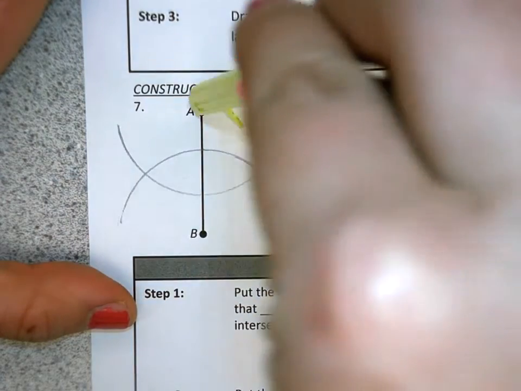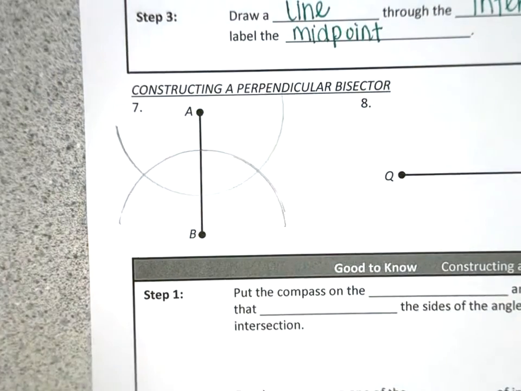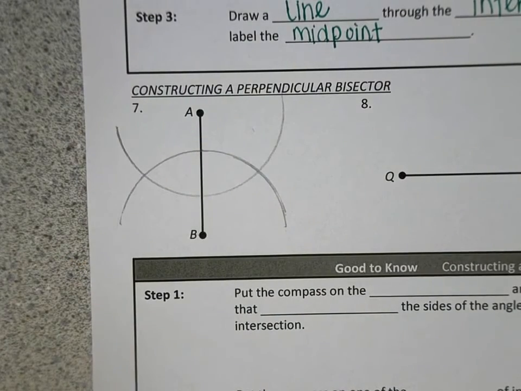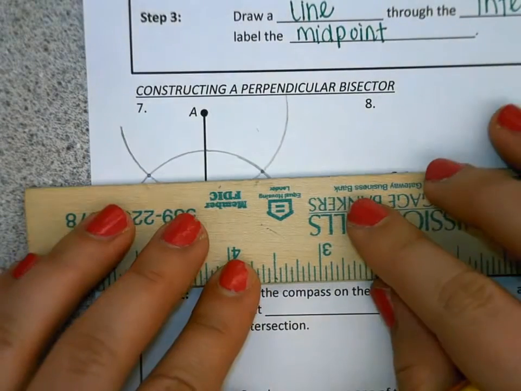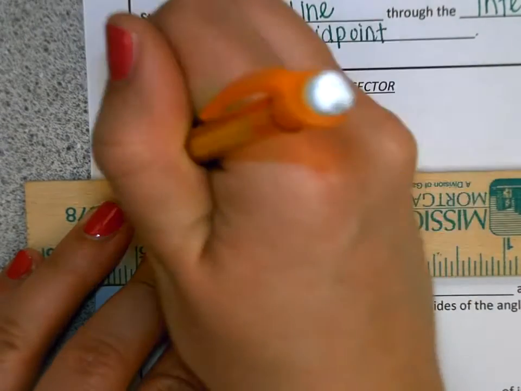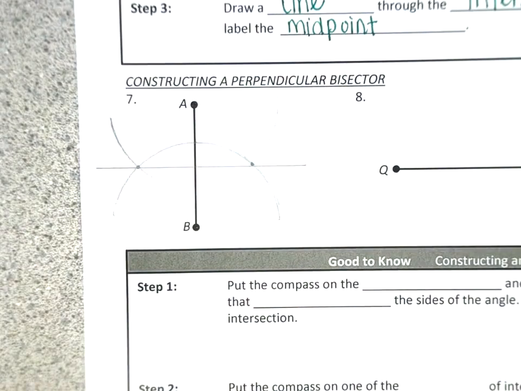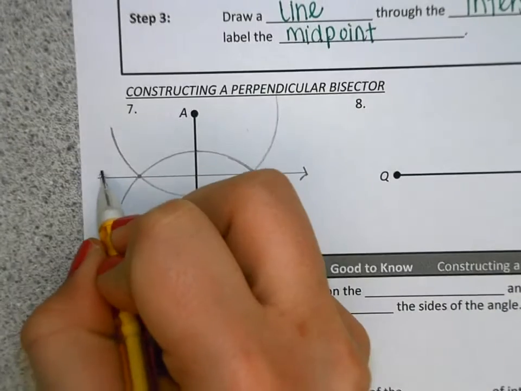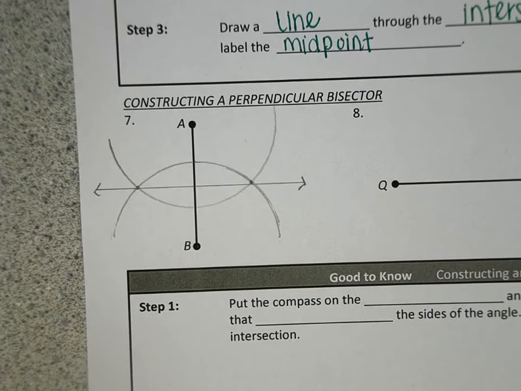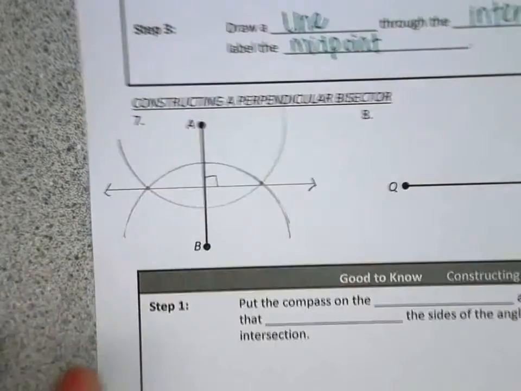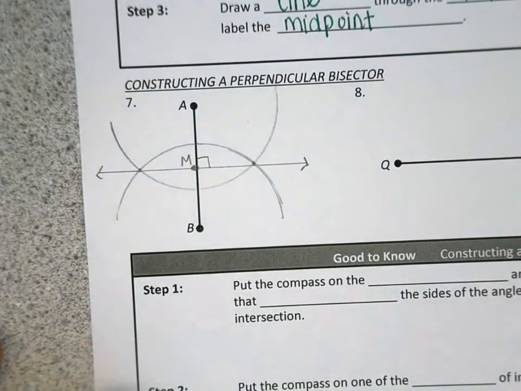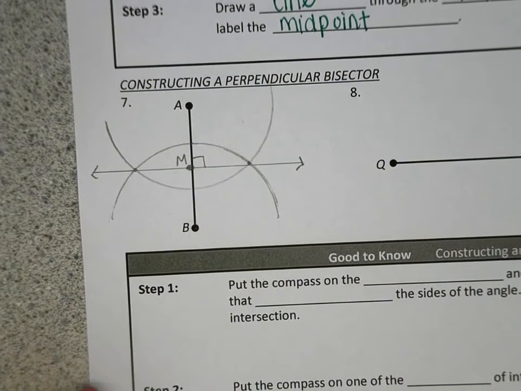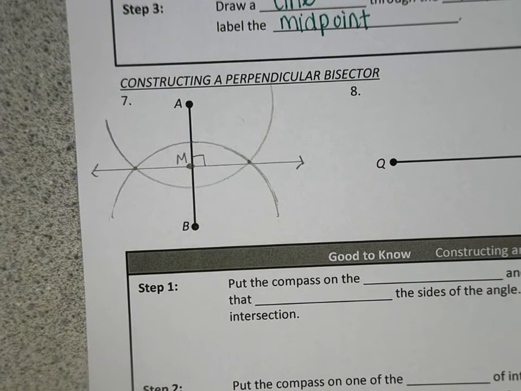It should cross in 2 places, right? So you take your straight edge and draw a line through those 2 crosses. So this is a right angle right through your midpoint. It'll work no matter how big you make your compass, as long as your compass setting is bigger than half.